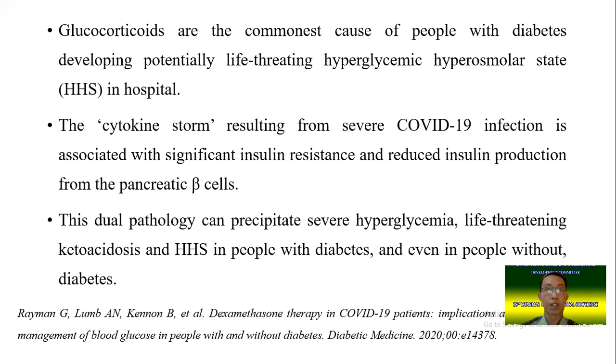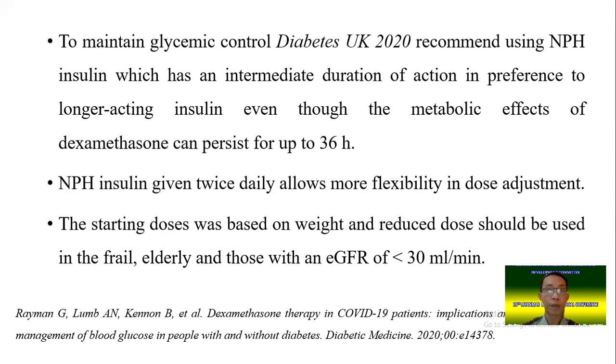Steroids are a common cause of people with diabetes developing a potentially life-threatening situation in hospital. Cytokine storm is associated with significant insulin resistance and reduced insulin production from the pancreatic beta cells. This pathology can precipitate severe hyperglycemia, life-threatening ketoacidosis, and hyperglycemic hyperosmolar state in people with diabetes, and even in patients without diabetes.